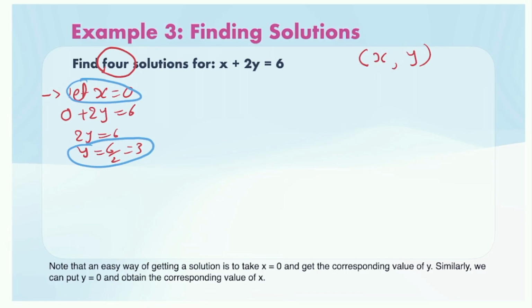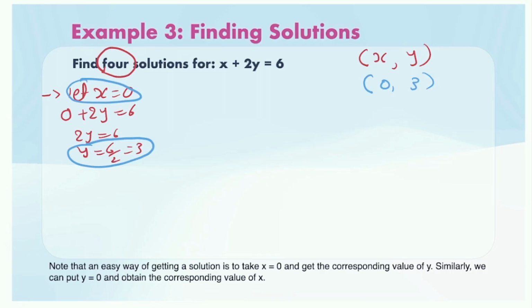This is the method. You have to put a value of any variable. I have put the value of x as 0, but you can put the value of x as 1, 2, 3, whatever you want. So I have put x equal to 0 and I got y equal to 3. So my first solution for this equation is (0, 3). Your first one will be the value of x, second one will be y.